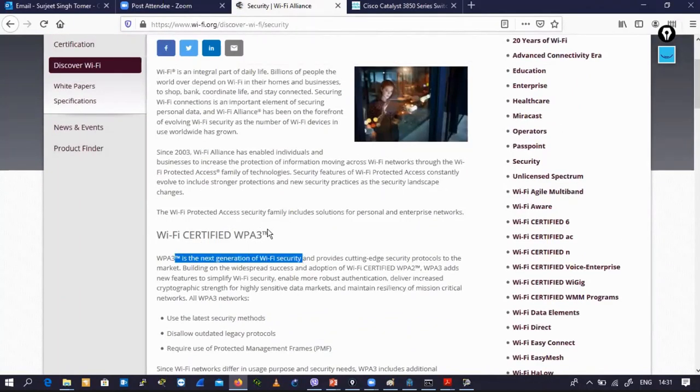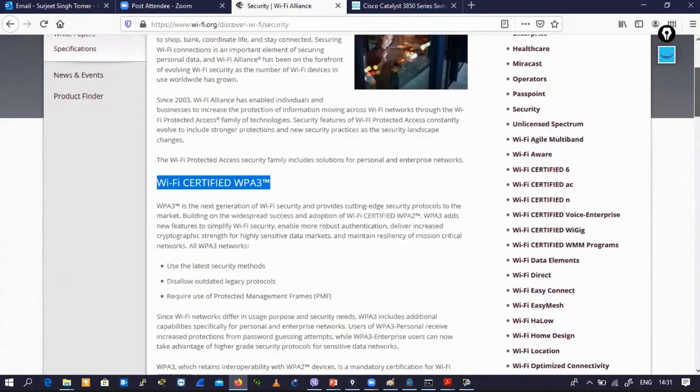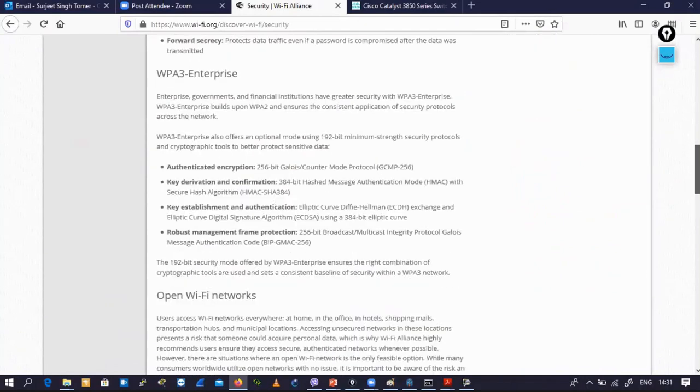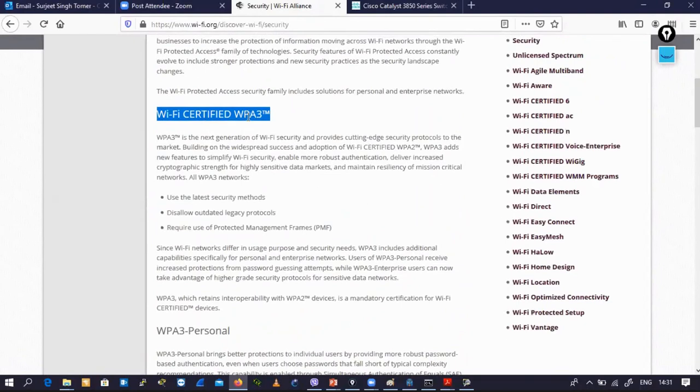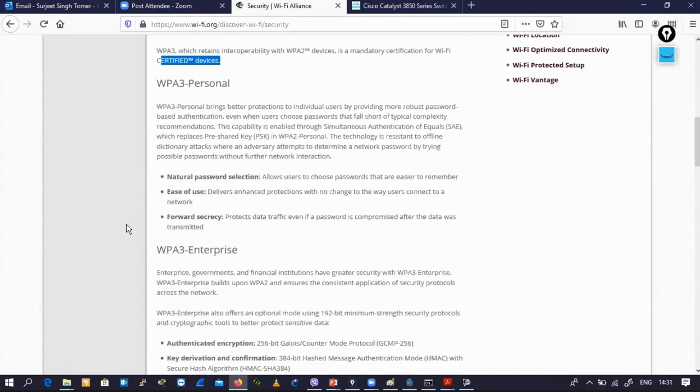Next generation means nowadays, after 2020, every vendor is going to use Wi-Fi Certified WPA3. No one is going to use WEP. This is an open Wi-Fi network, right, sir? This is the new one we have. WPA3, which is WPA3 personal. WPA3 retains interoperability with WPA2 devices and is a mandatory certification for Wi-Fi certified devices. This is mandatory for all the devices right now.